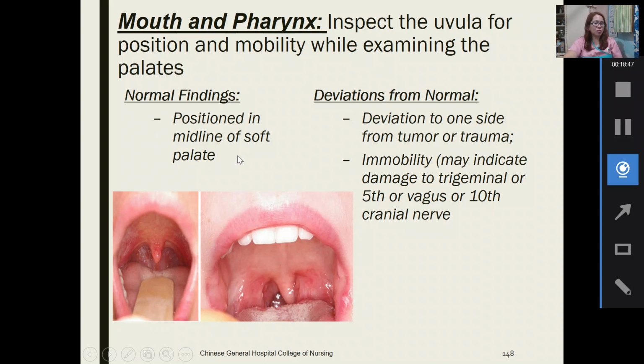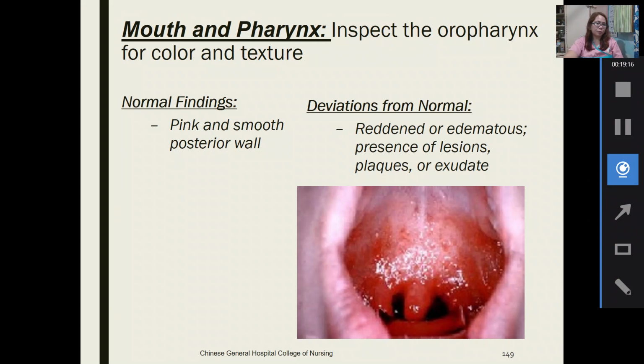So, position in the midline of the soft palate, yung uvula. It vibrates, no, when the client is talking. So, deviation from normal: it is deviated to one side, probably because of trauma or tumor. Immobility may indicate damage to the trigeminal or fifth nerve or vagus or 10th cranial nerve. Okay, possible may problem kapag may immobility.